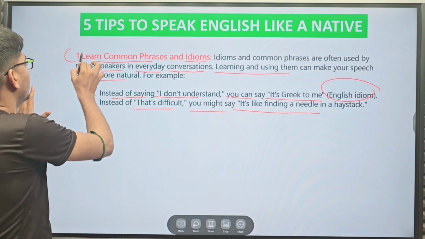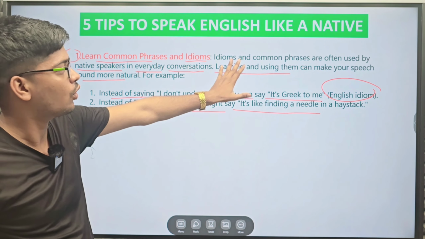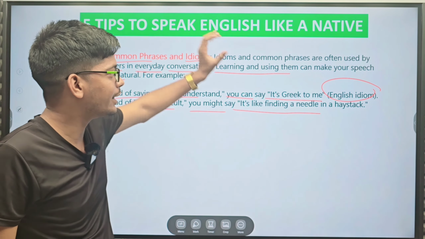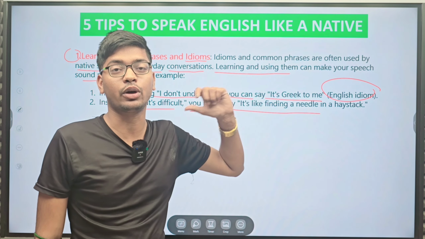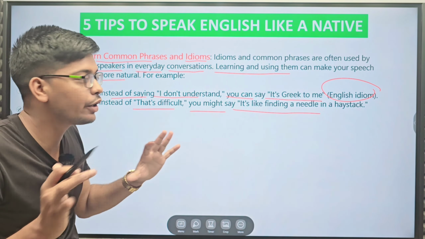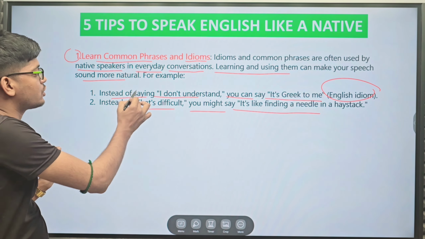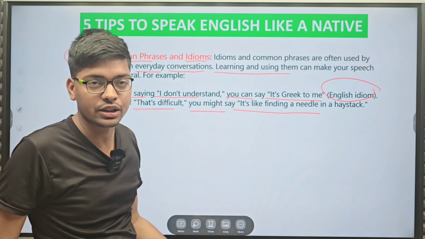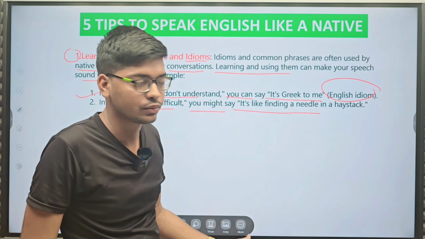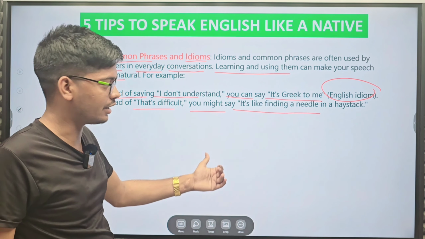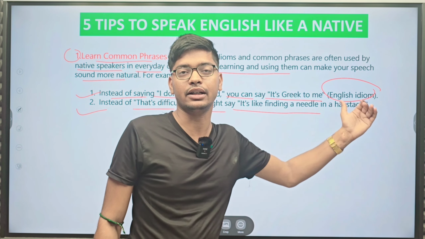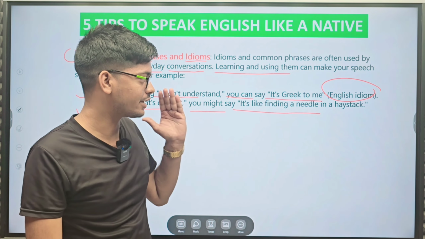First thing is learn common phrases and idioms. Common idioms or phrases are often used by native English speakers in everyday conversation. Learning and using them, you can make your speech more natural. For example, instead of saying I don't understand, you can say it's Greek to me as an English idiom. And next example here, that's difficult, you might say it's like finding a needle in a haystack. So let's see the next tip.